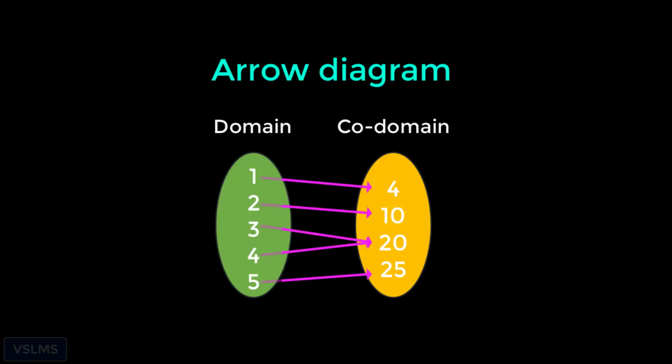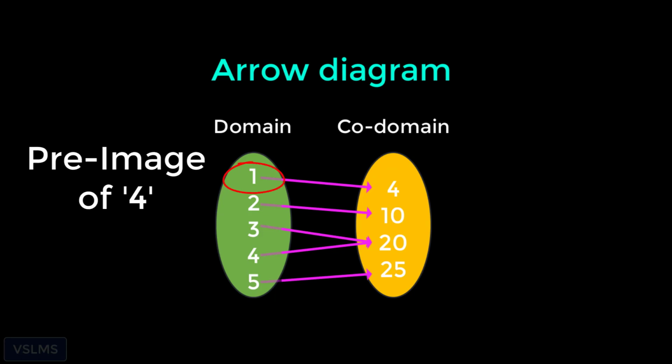Next, image and preimage. When the elements in the domain and codomain are mapped, the element in the codomain is called the image of the corresponding element in the domain. Similarly, the element in the domain is called the preimage of the corresponding element in the codomain.